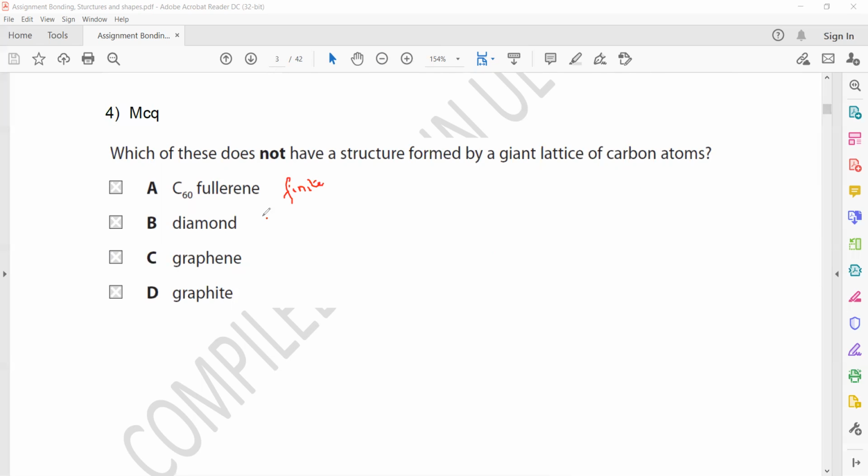In diamond, we have an infinite number of atoms, and graphite also infinite, graphene, graphite infinite. So the question is, which of these does not have a structure formed by a giant lattice? Finite will not form a giant lattice. That's why fullerene, A, is the right answer. But diamond, graphite, graphene, they all have a giant macromolecular structure.